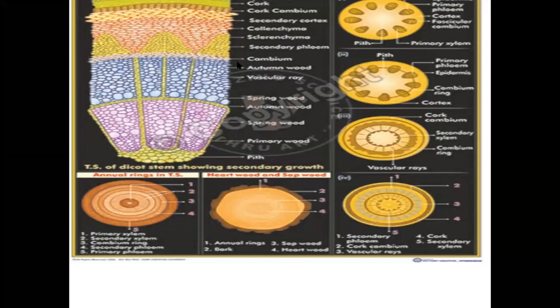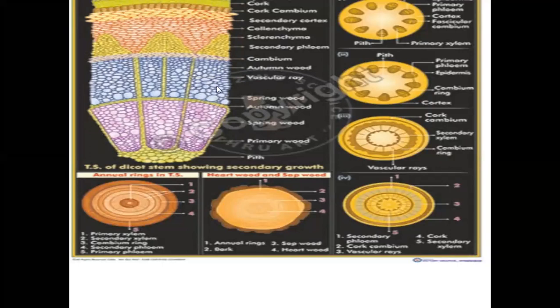In the winter season, autumn wood is developed. In the spring season, spring wood is developed. Autumn wood cells are small in size and have a small cavity. Spring wood has large xylem cells, in large size, and they maintain a large cavity. Every year, these two types of xylem cells are developed from the cambium.